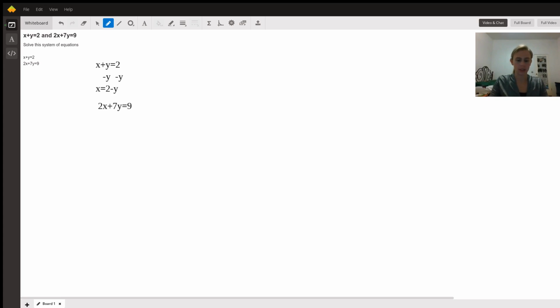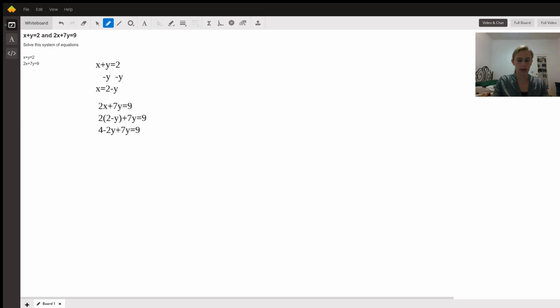So now, like I said, we'll just sub that in. Instead of x, we'll write 2 minus y, which is what we just decided x is equal to. So 2 times (2 minus y) plus 7y will be equal to 9. Now what we need to solve for is y. The first thing we need to do is distribute the 2 times the 2 minus y. So 2 times 2 is 4, then we'll put our minus sign, and 2 times y is 2y. We'll have plus 7y equals 9.